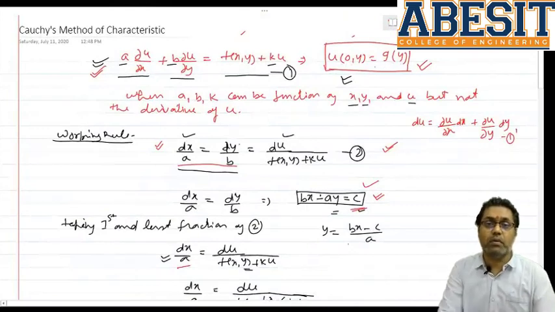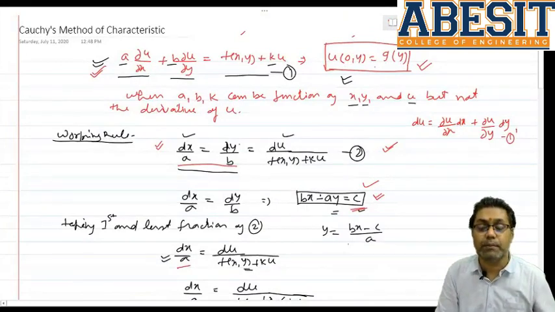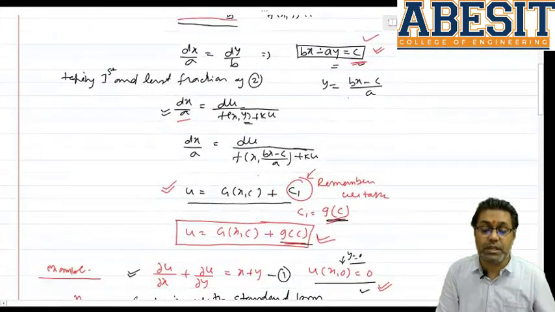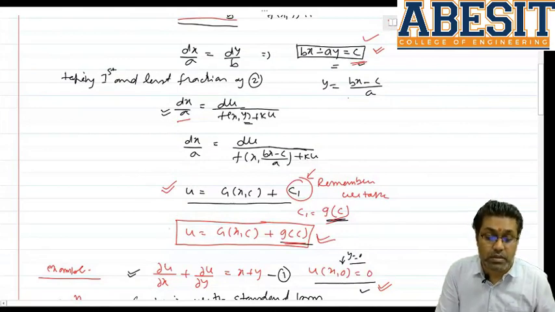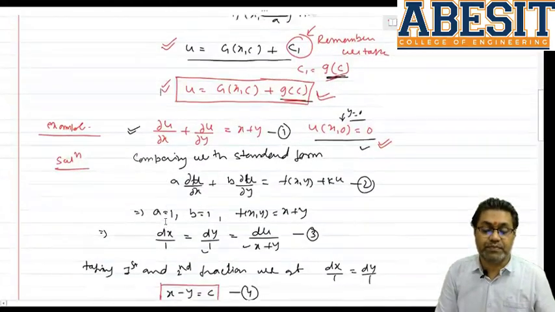So we will put the value of x equal to 0, or it may be y equal to 0, whatever is given, and we solve this equation to get the value of g(c). After getting the value of g(c), we put this value here in this equation and get the solution. I hope you could understand. Now I am taking an example.